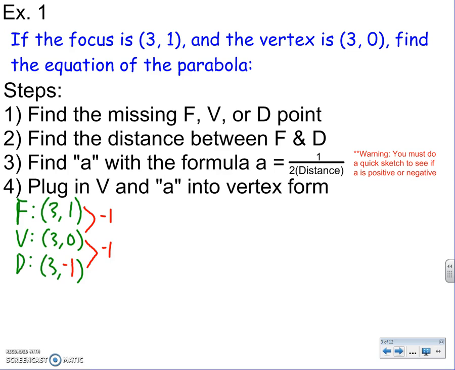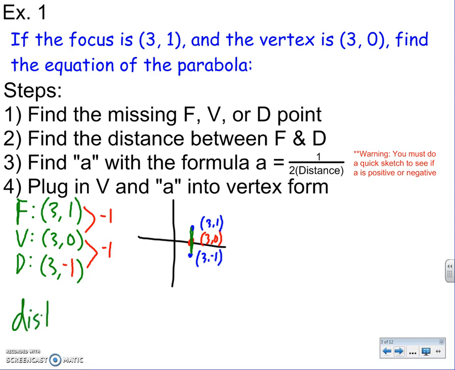So let me draw this. It might help us. Let's do a quick tiny sketch. Here's 3, 0. That's my vertex. Let's do a blue one. This is 3, 1. This is my focus. And then this is 3, -1. But from the blue dot to the other blue dot, from here to here, it's how many spaces? It's 2 spots. So my distance is 2.